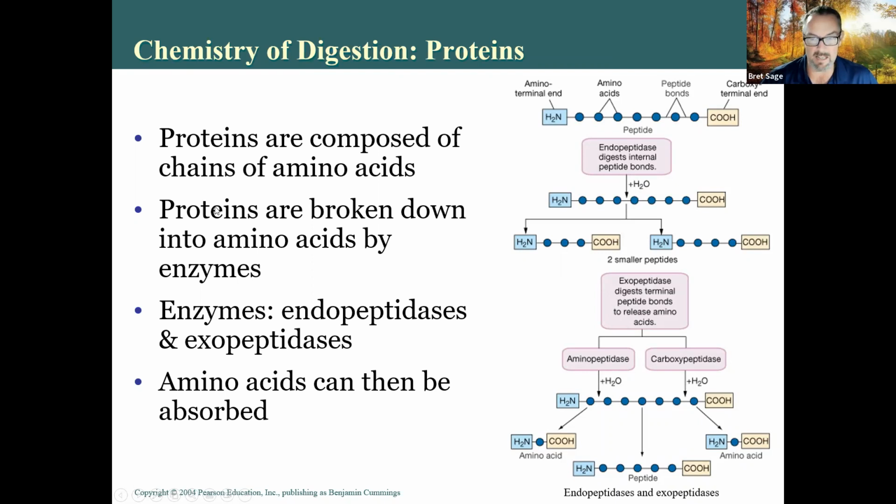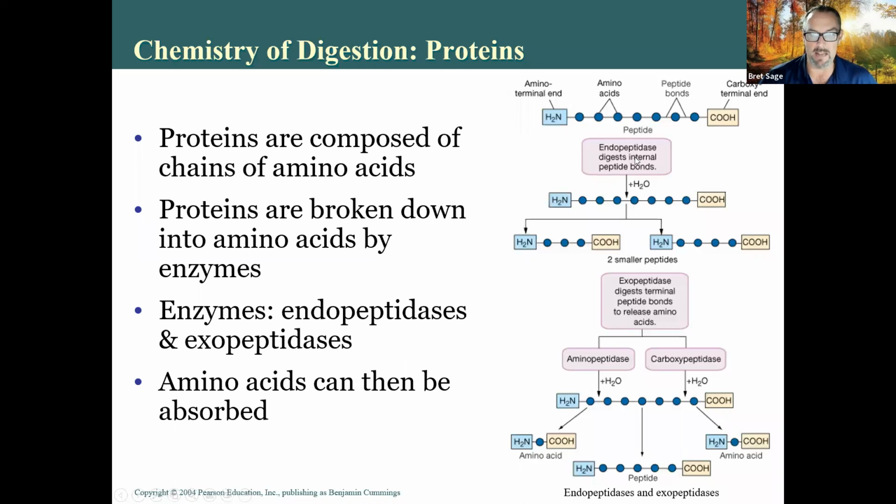Proteins are composed of chains of amino acids, and they're called polypeptides because each of the bonds that connects amino acids to each other is called a peptide bond, as you can see right up here. So each protein has two ends. The amino terminal end is named that because this is an amino group, NH2, and this is the carboxyl terminal end because this molecule here is carboxylic acid.